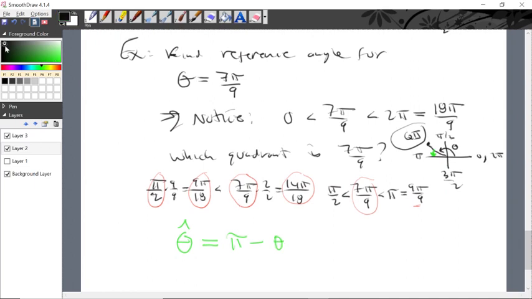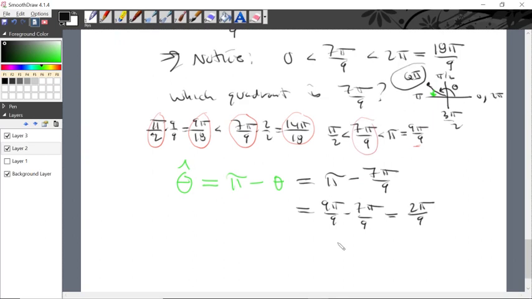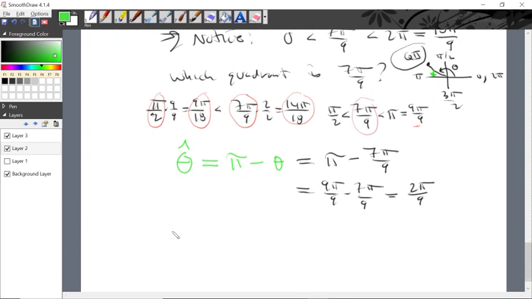Okay. So that is pi minus 7 pi over 9, which is equal to 9 pi over 9 minus 7 pi over 9. Right, jumping ahead there. Which is equal to 2 pi over 9. Okay, so the reference number, or reference angle, is equal to 2 pi over 9.